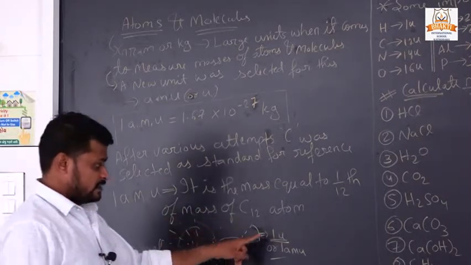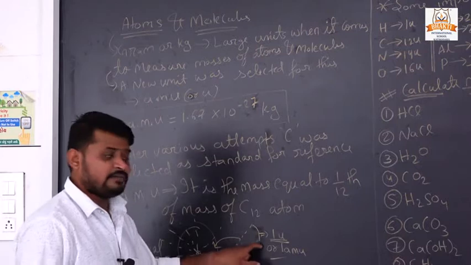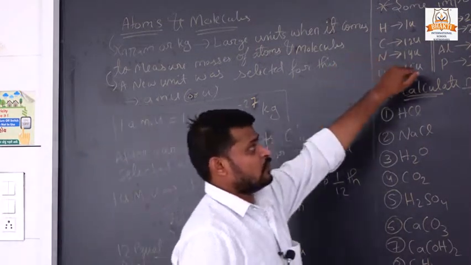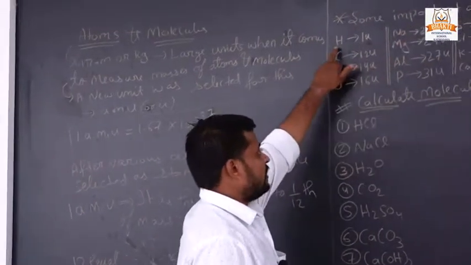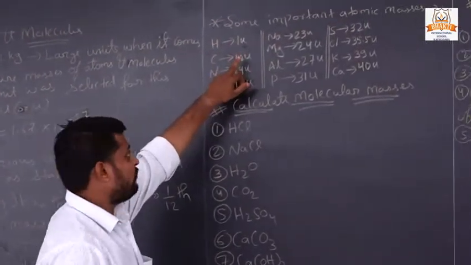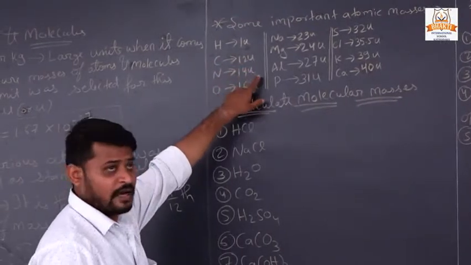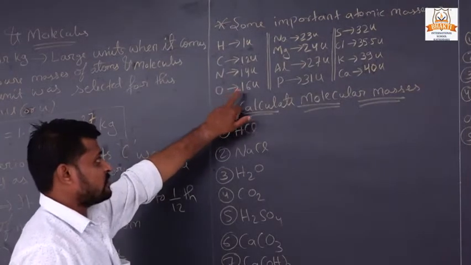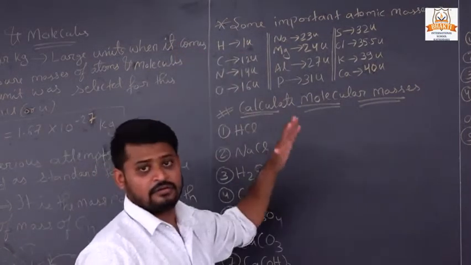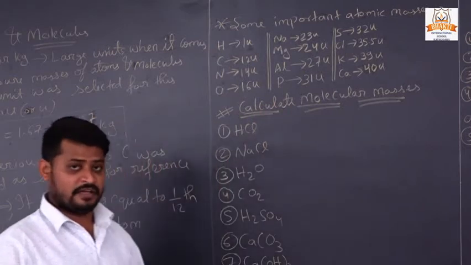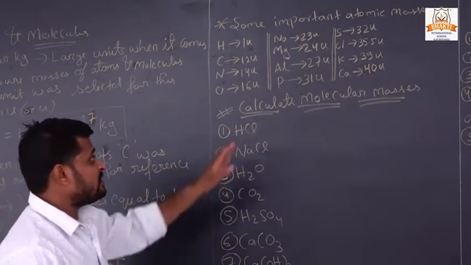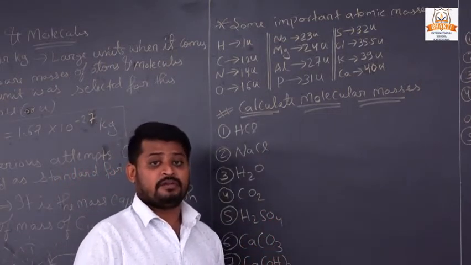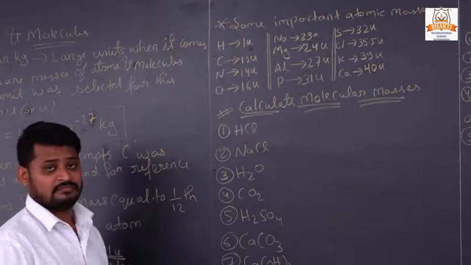Then we take this as our standard mass and calculate all the other atomic masses. Hydrogen has 1 unified mass, carbon has 12 unified mass, nitrogen has 14 unified mass, oxygen has 16 unified mass. Like that we calculate all the elements. And these are the main elements that we use in calculating numericals in this chapter.